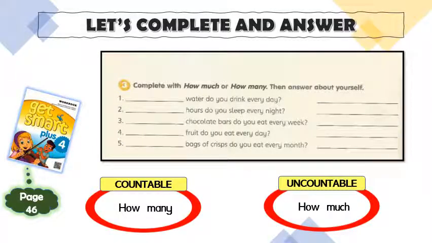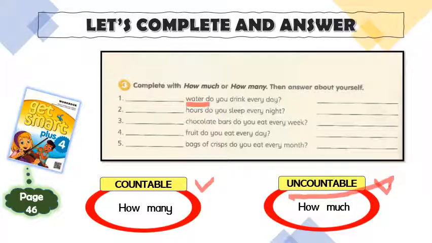Okay, for this activity, please refer to your workbook, page 46. In order for you to answer this question, you have to identify whether the subject that you're talking about is countable or uncountable. Okay, look at the first one here. We have water, air. So can you count the water? Is it countable or uncountable?